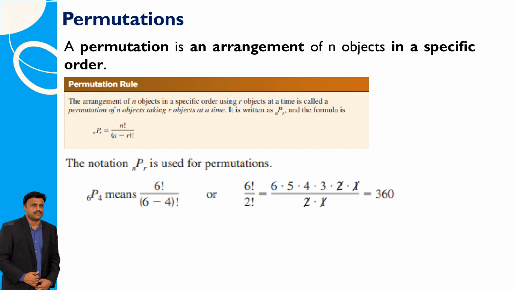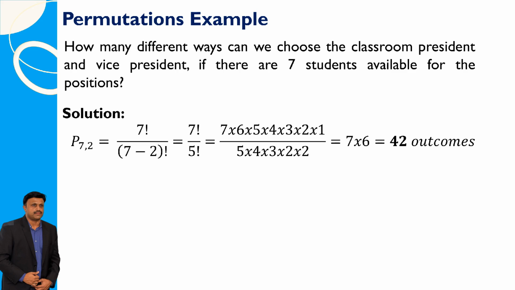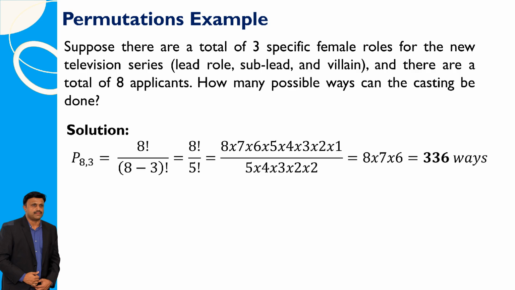A permutation is the arrangement of n objects in a specific sequence, where the order of the objects matters. To determine the number of different ways to choose a classroom president and vice president from 7 students, we use permutations since the order of selection matters. The calculation gives 42 possible outcomes. To determine the number of possible ways to cast 3 specific female roles, lead, sub-lead, and villain, from 8 applicants, we use permutations since the order of selection matters. The number of permutations is calculated as 336 ways.